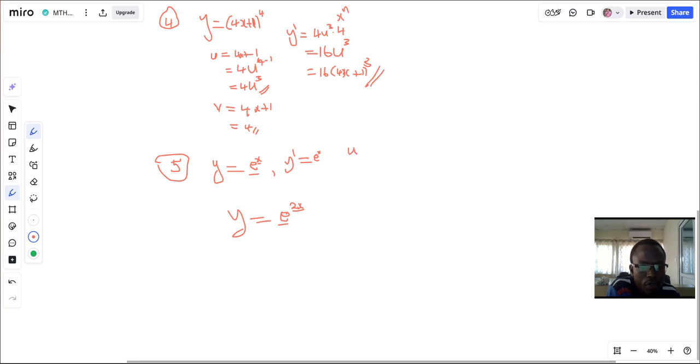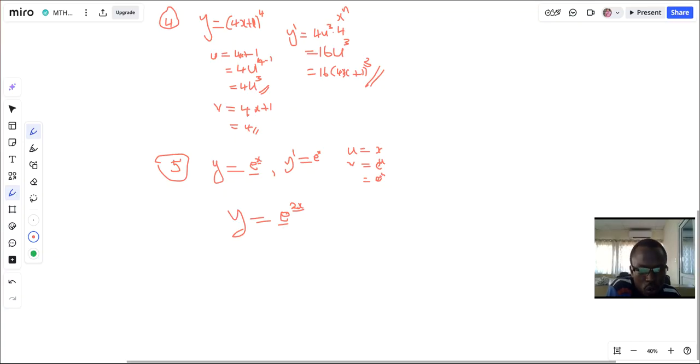Let u be the inner function, which is x, and v is equal to e power u. The derivative of e power u is still e power u, and the derivative of x using the power rule is 1. So 1 times e power u is still e power u. If you substitute x for u, you will see that nothing changed, it is still e power x.